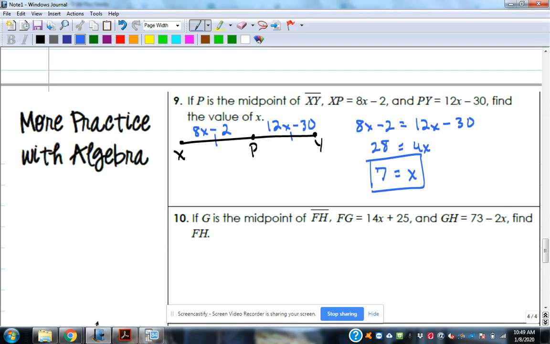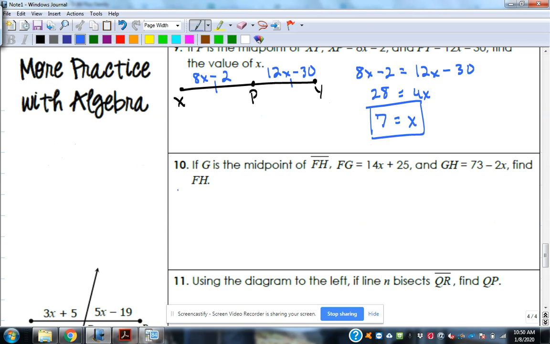Number 10 says G is the midpoint of segment FH, and they give me the expressions for F to G and G to H, and want me to find FH. Again, I think drawing a little diagram can be helpful. Not always necessary, but I think it helps sometimes. Especially if you're getting into more complex problems later on, drawing just a rough little diagram can make it a little easier to digest or figure out what's going on.